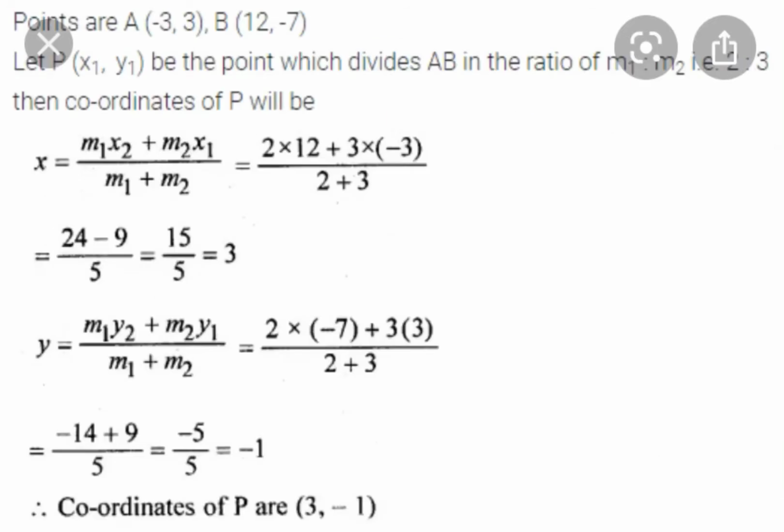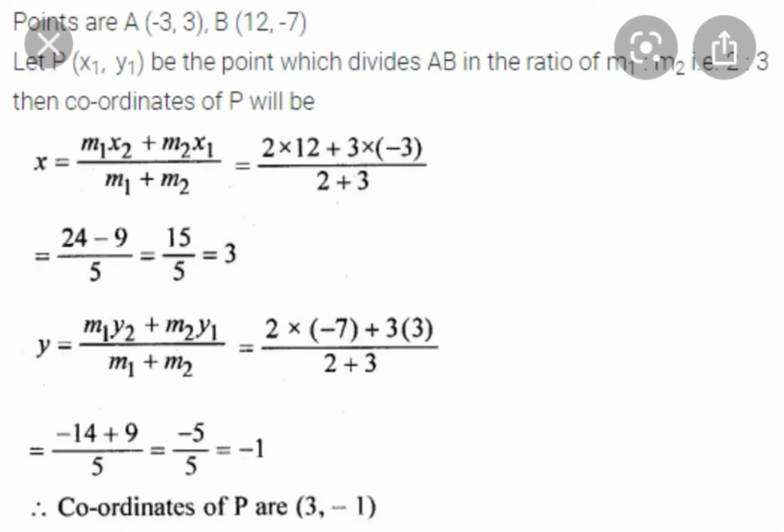Now let us try to understand the section formula with one example. The points are A (minus 3, 3) and B (12, minus 7), and point P(x, y) is dividing AB in the ratio 2 is to 3. So we will find the coordinates of point P. Here m1 is equal to 2, m2 is equal to 3, because m1 upon m2 is equal to 2 by 3. x1 is equal to minus 3, y1 is equal to 3, x2 is equal to 12 and y2 is equal to minus 7.